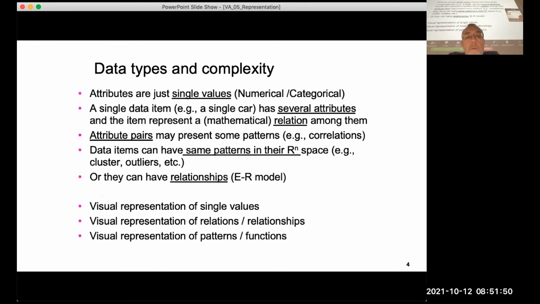You have attributes of data, and they are typically single values that might be numerical or categorical. A data item typically has several attributes. A single car has several attributes, as in the previous example. And this is typically represented by a mathematical relation among them. The relational model takes advantage exactly of this basic mathematical approach, a relation.